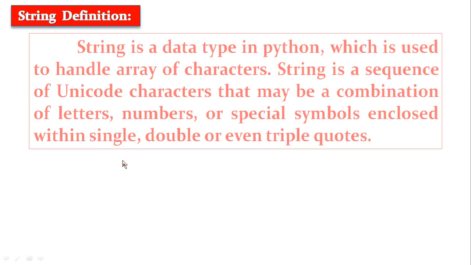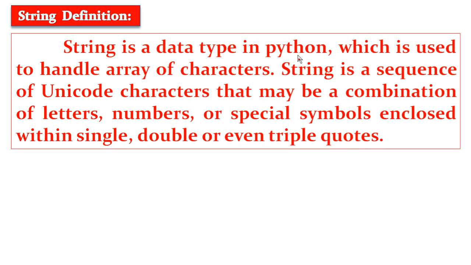First of all, we are going to define the string. What is string? String is a data type in Python. In Python, various data types are available. First one, integer data type. Second one, floating point data type. Third one, character data type. String is also one of the data type in Python, which is used to handle array of characters. That means a set of characters that is enclosed with a single quote or double quote or triple quote, that is called string in Python.